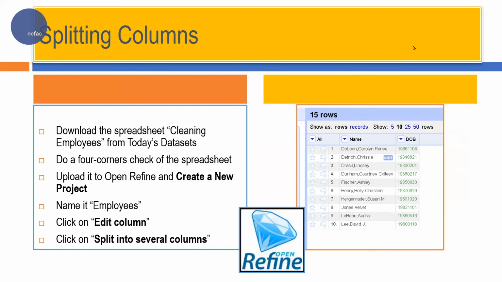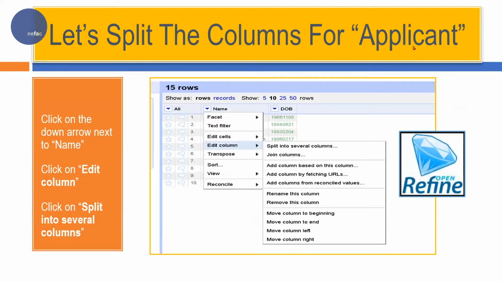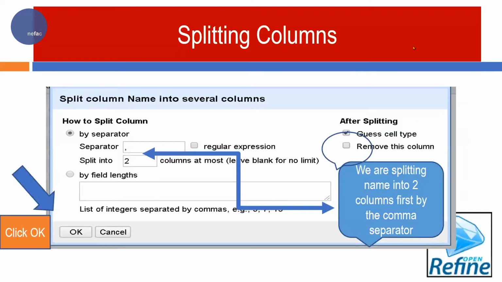So we've got our data set here, and we might want to split up the first and last names. We're going to just split these in two right here, and it's really easy to do once you have your data set in. So go to the left-hand side of the name column and click that down arrow. And you'll get an option to edit the column and split it into several columns. We're just going to split it into two for right now. So go to Edit Column, split into several columns.